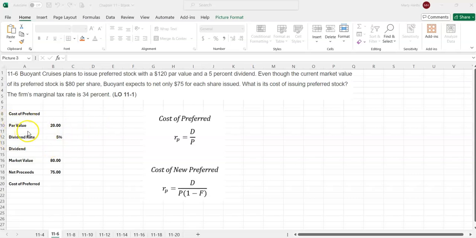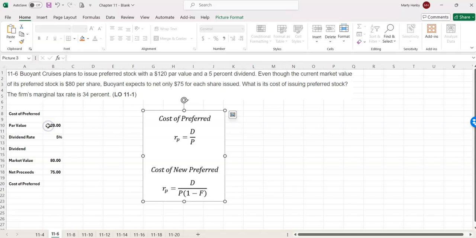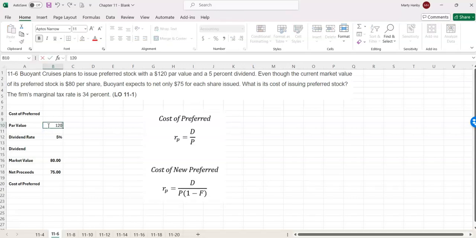So first thing to do is to calculate the dividend. So we've got the par value and the dividend rate. So we just multiply those two together to calculate the dividend. So 120 times the 5%. So that's a $6 dividend.